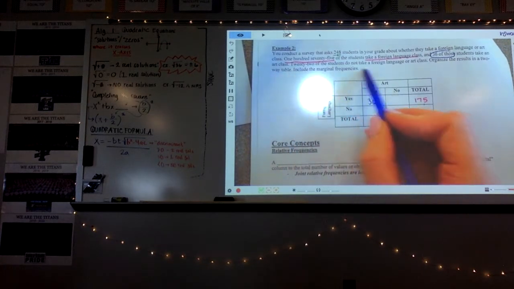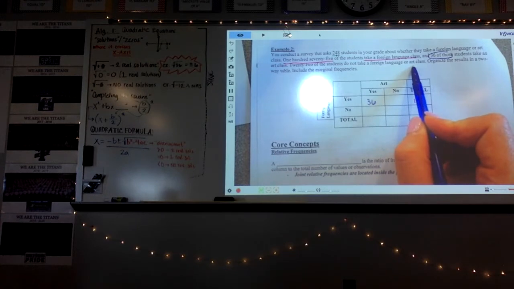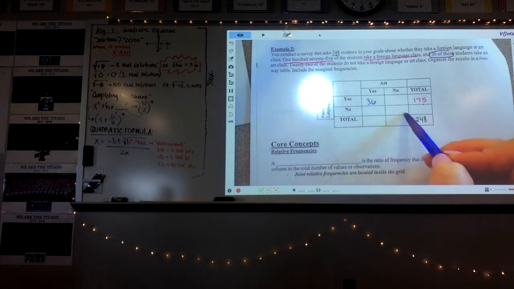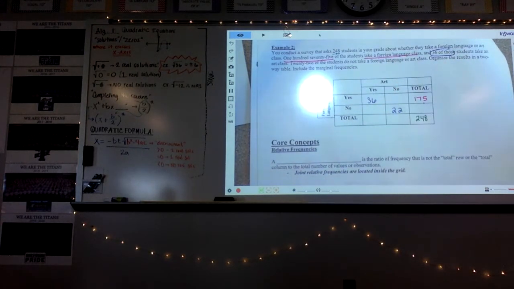22 of the students do not take a foreign language or an art class. So they answered no to both questions. No, I don't take a foreign language. No, I don't take an art class. Organize the results in a two-way table and include the marginal frequency. So our job is just to fill in the rest of the data. It's just a game of subtraction and addition.